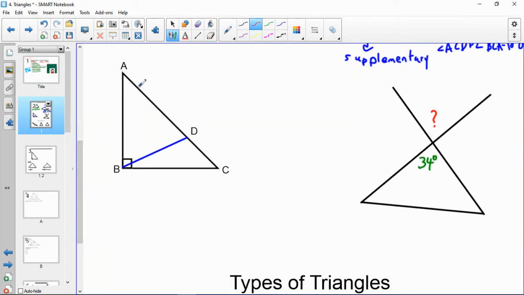Okay, so this right here, you'll notice that angle ABD and angle DBC are inside of a right angle. So you can probably guess that the measure of those 2 angles added together is going to equal 90. And when you have that relationship, the angle pair is called complementary.